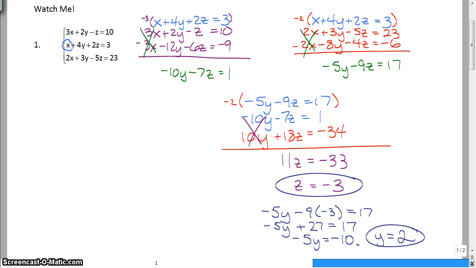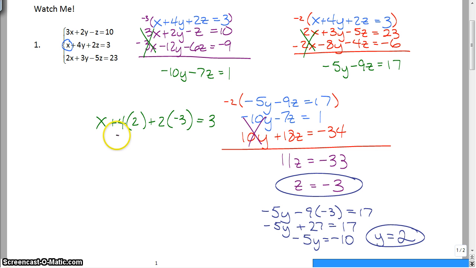So now you need to go all the way back to one of your original equations, and we have to solve for x. Well, why not go back to that easy one so we could just substitute it in and find what we need? So we're just going to go all the way back to our original. X plus 4 times, we know y is 2, plus 2z, we know is a negative 3, and that's equal to 3.